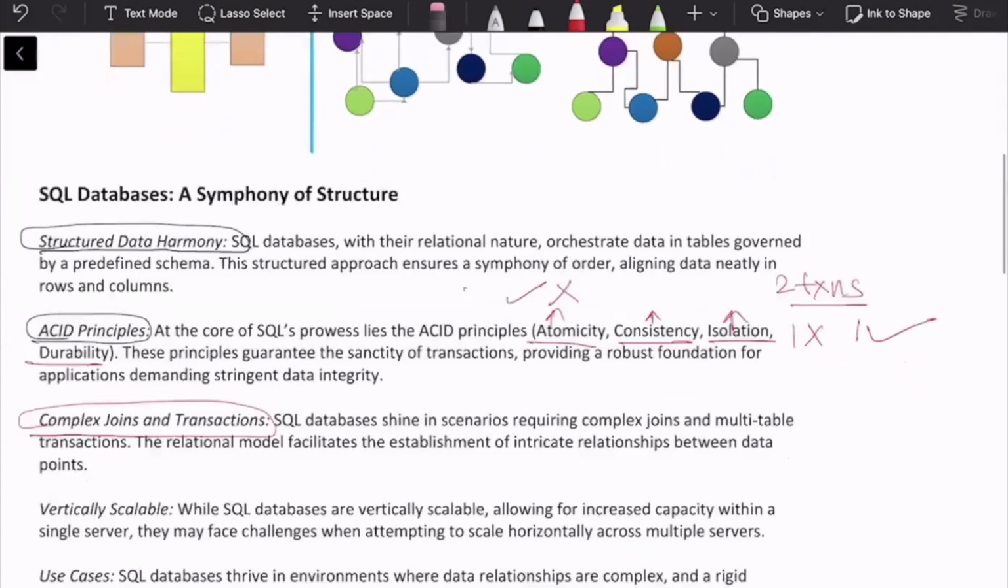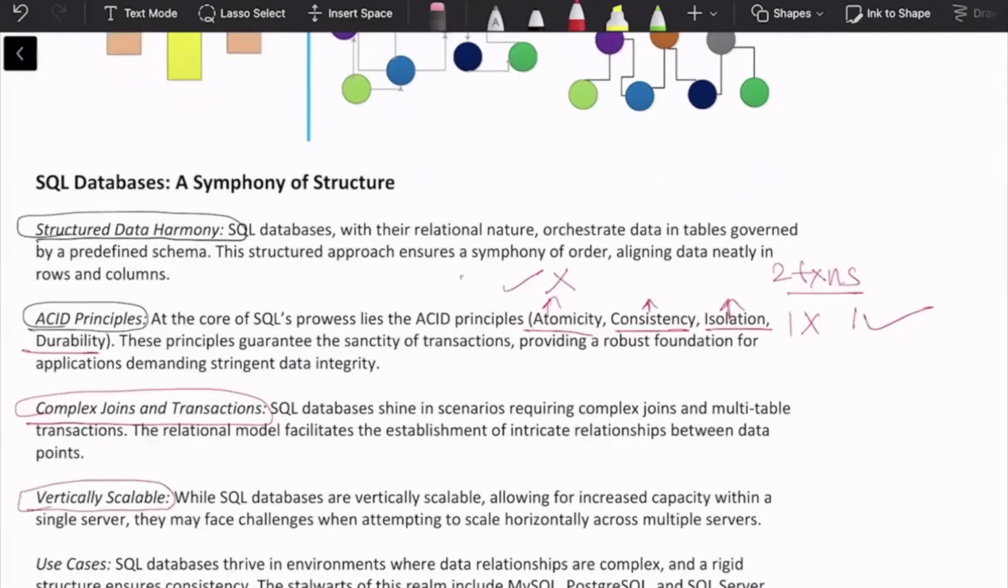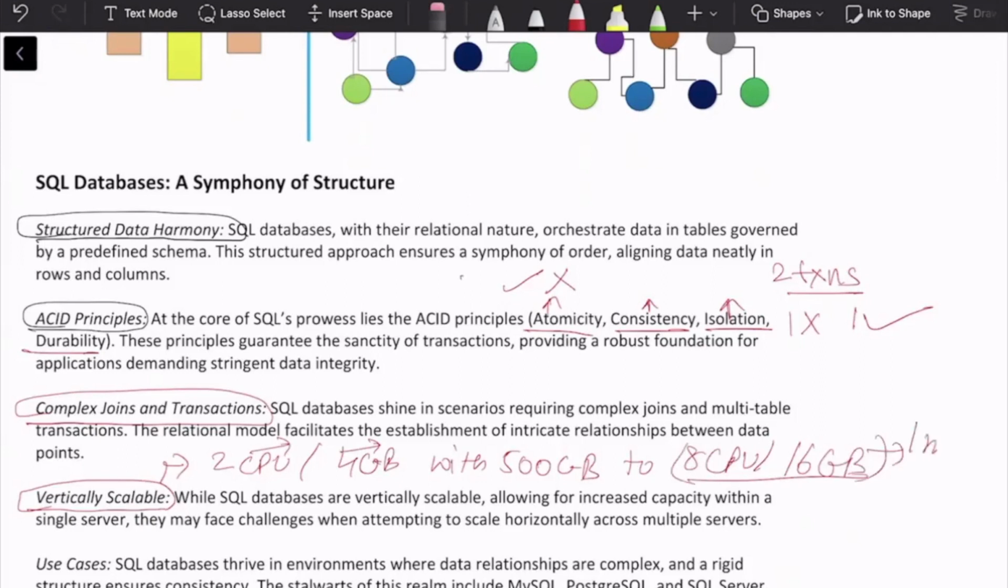The SQL database is only vertically scalable. That means, let's say I have a database that has 2 CPU and 4 GB of RAM with, let's say, 500 gigs of storage, I can increase this value or this value to be like 8 CPU and 16 GB of RAM. But this still remains a single node. That is one node. There cannot be two nodes.